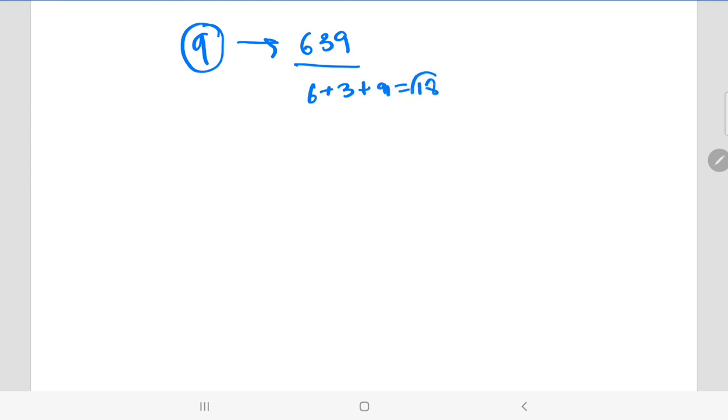Okay. So students, now let us see the divisibility rule for 9. I will take an example, 639. Whenever the sum of the digits of a number, that means 6 plus 3 plus 9, is equal to 18. When the sum is divisible by 9, then the whole number is also divisible by 9. So 18 is divisible by 9. So 639 is also divisible by 9. Let us check this.